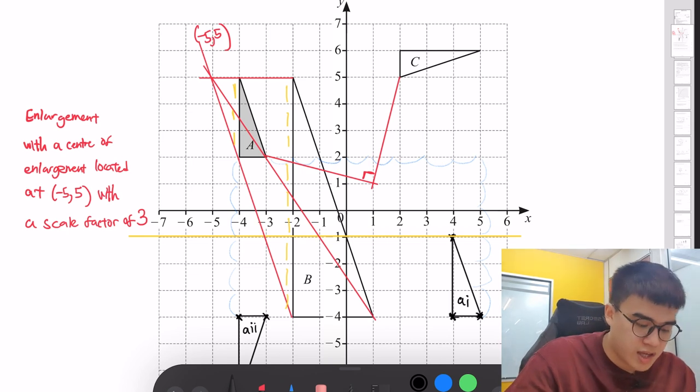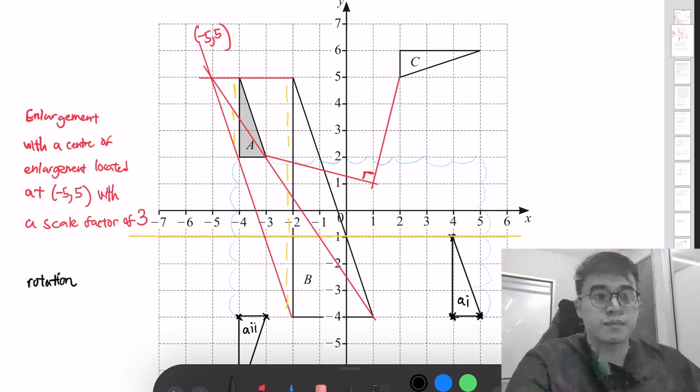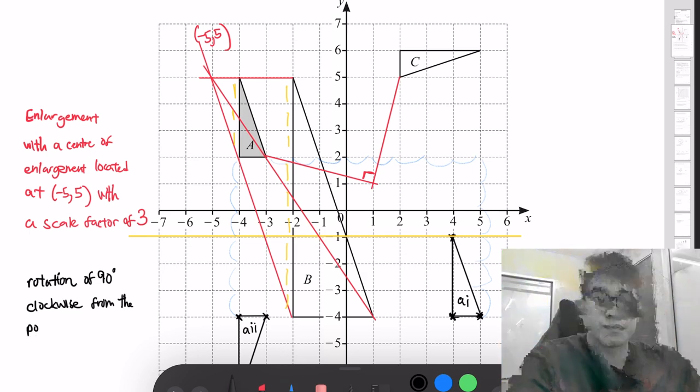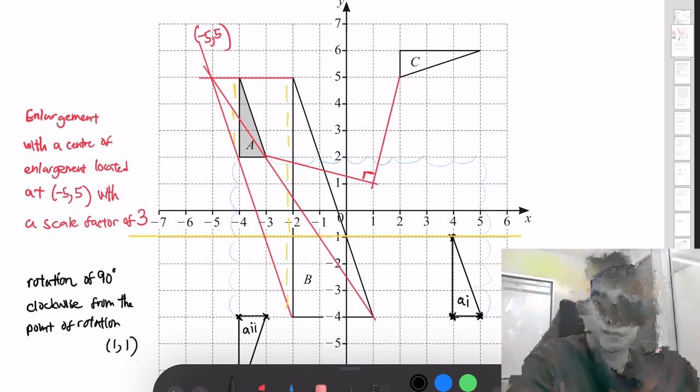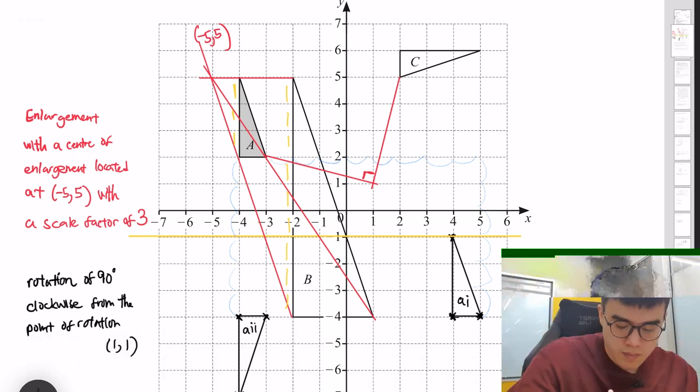So for this question D here, I will write it this way. It's a rotation of 90 degrees clockwise from the point of rotation. The coordinates there are 1, 1. So this is what they're looking for as your part D's answer. Hold on here for a while, then we proceed to the next question.